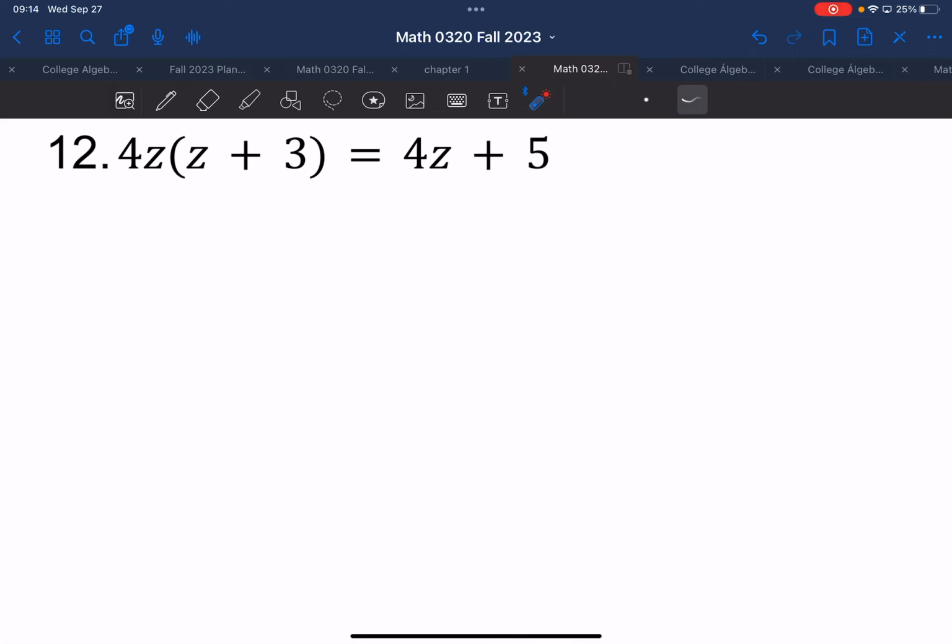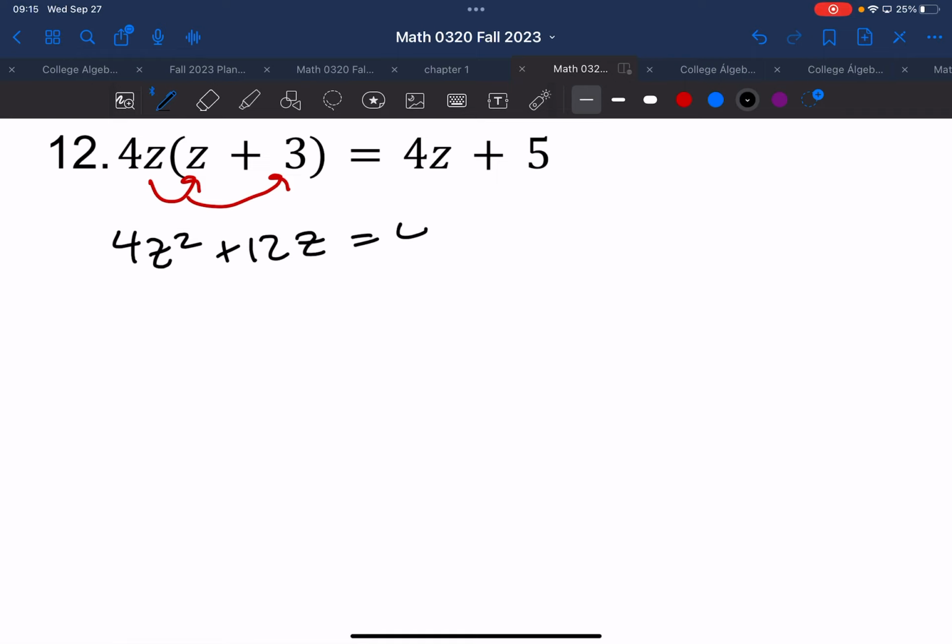Okay, number 12. So very similar to number 11, we have to first get it into that standard form. So what would we do first? Distribute. So I have 4z squared plus 12z is equal to 4z plus 5. So I rewrote the entire problem once I distributed the 4z. Now what would I do? Move the right side to the left. Good, I need to move everything on that right side over to the left because I want it equal to 0. Okay, so I can subtract 4z and subtract 5.